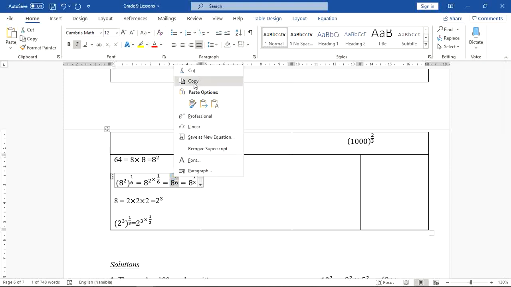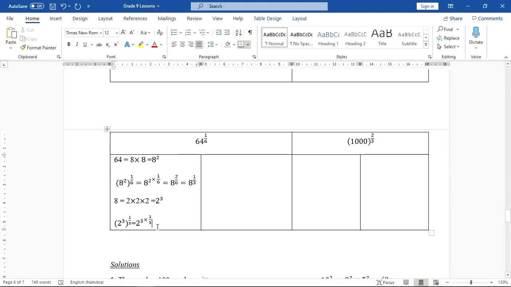I copy this, equal to, and I paste. This is going to be 2 exponent 3 over 3. We know that 3 over 3 is none other than just 1, so the answer here would just be 2. In other words, 64 exponent 1 over 6 simplifies to 2. So this is one way you can do it.